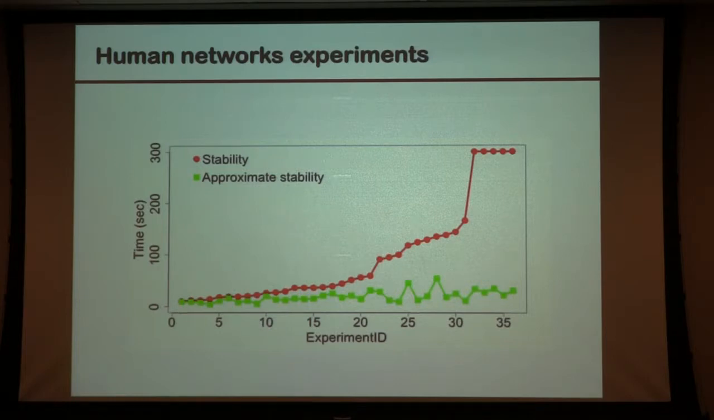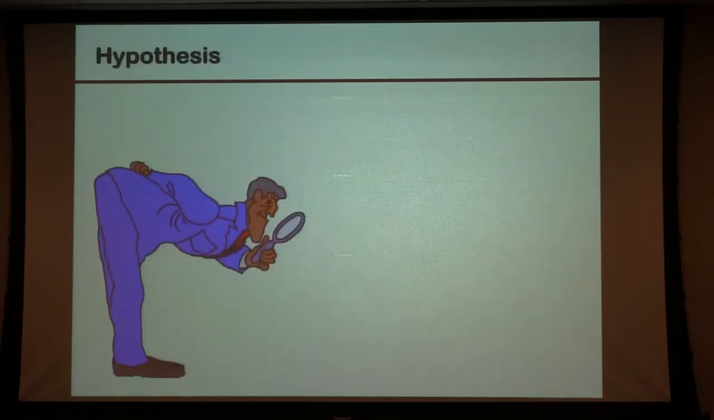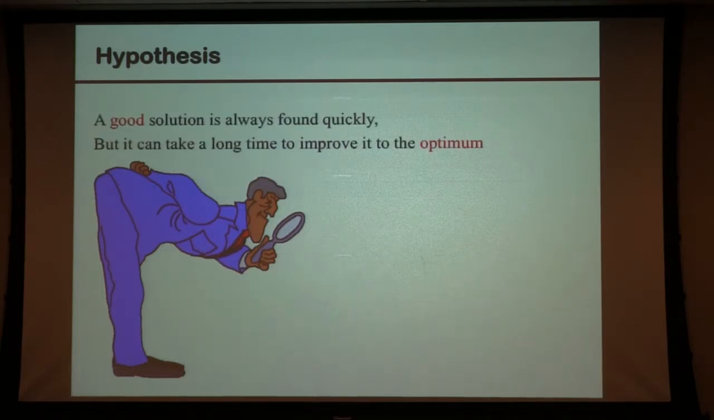Just one node, one pair is not met. So it seems that you quickly are able to come very close to the optimal solution, but then it might take a long time to improve it to the optimum. Right? So that's the hypothesis from the experiment. A good solution is always found quickly, but it can take a long time on some particularly difficult networks to improve it to the optimal solution.